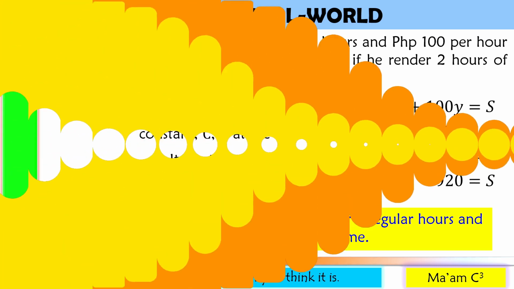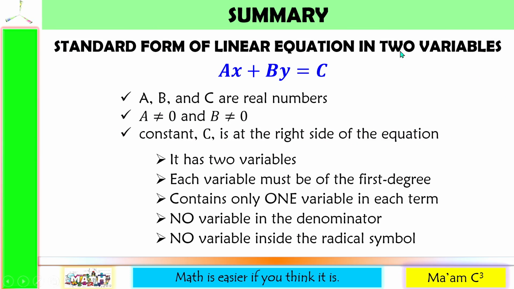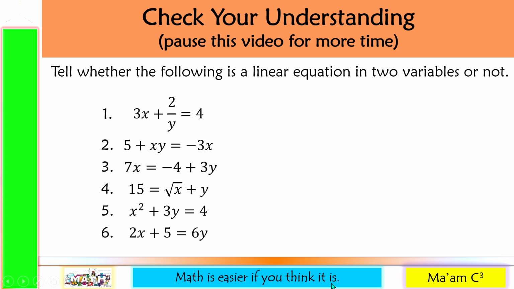For the summary, you have learned how to write linear equation in two variables in standard form, ax plus by equals c. And again, here are the conditions that you have to satisfy. Now, it is time to check your understanding. Pause this video for more time.